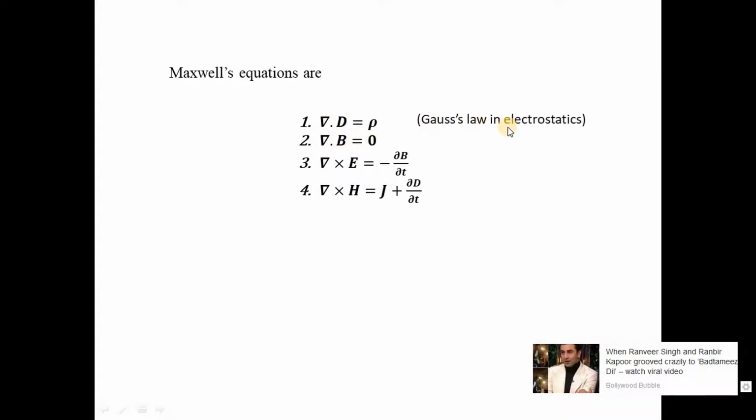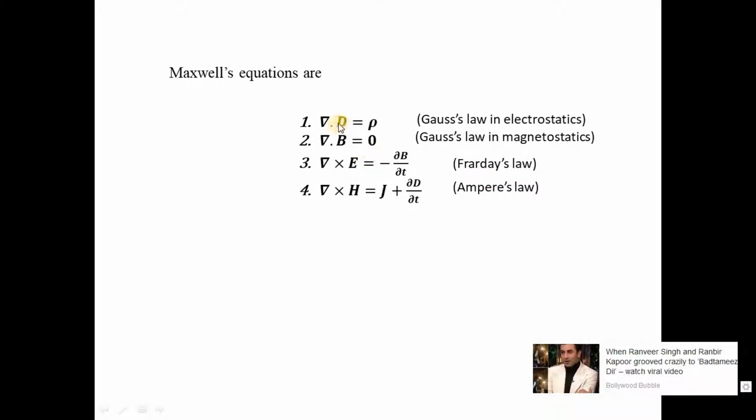Here the time-dependent electromagnetic field is described by a set of equations which are well known as Maxwell's equations. And there are four fundamental Maxwell's equations, as you can see here. The first one is known as Gauss law in electrostatics, the second one is known as Gauss law in magnetostatics, the third one is known as Faraday's law, and the fourth one is known as Ampere's law. And already you have studied these laws in your junior classes.